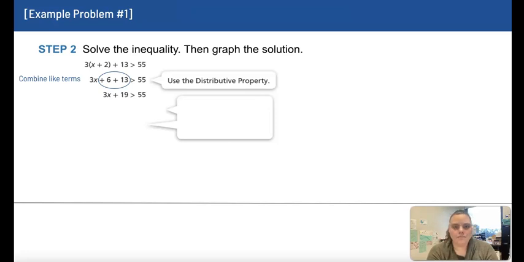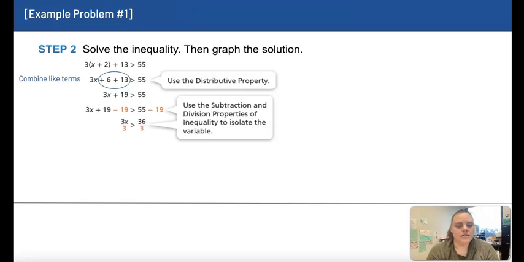Now it is a 2-step inequality like we saw how to do in lesson 3. In this case, I will subtract 19 from both sides. This will leave me with 3x is greater than 36, and I can divide by 3 to get that x is greater than 12. It wants me to graph the solution as well.